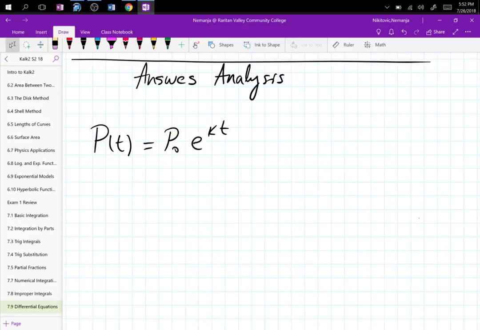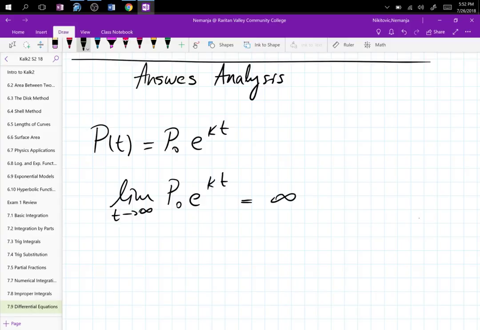So now, to prove this point, we take a look at the limit as t goes to infinity of P0 e^(kt). And as you can see, right, P0 is a constant, k is a constant, but e to infinity is infinity, so the whole thing goes to infinity.